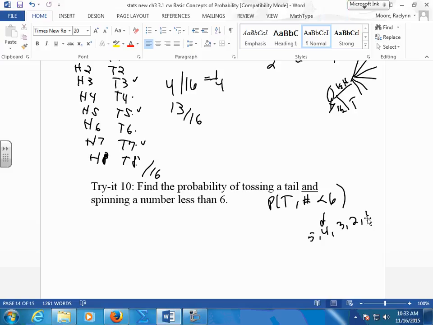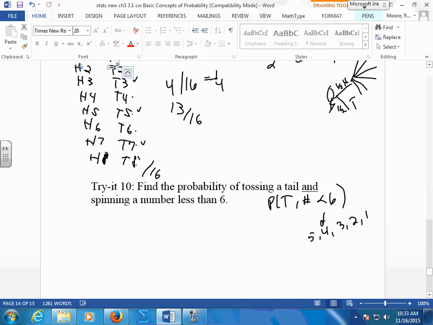So again, if this is my "and," find the probability of tossing a tail. I've got to be in the tails column and a number less than 6. This has to happen at the same time. So which numbers are less than 6? 1, 2, 3, 4, and there's my T1 up there. 5 out of 16.